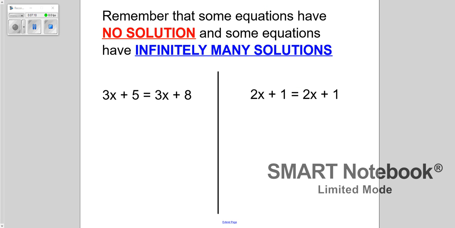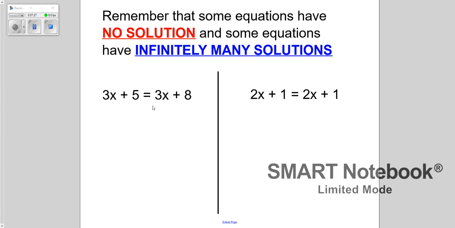But if you remember from Unit 1, a long time ago, some equations have no solution, meaning there is no number that'll make the two sides equal. And some equations have infinitely many solutions, meaning any number will make the two sides equal. Let's take a look at 2 of those.